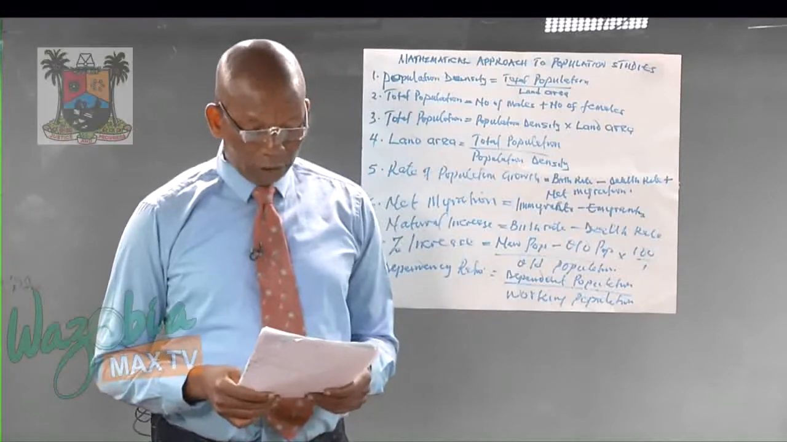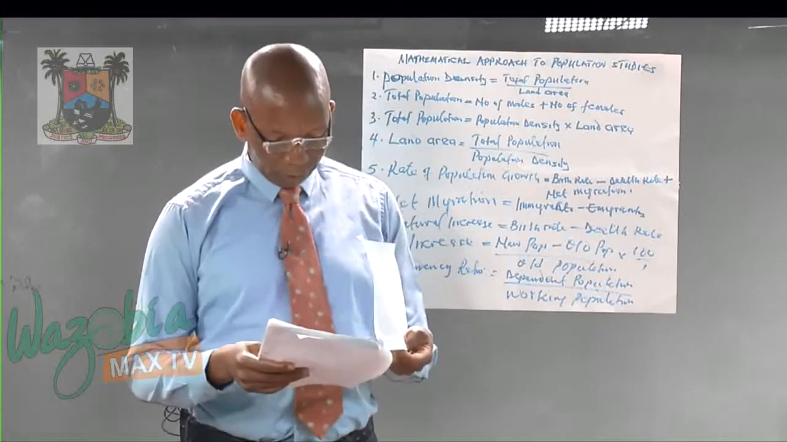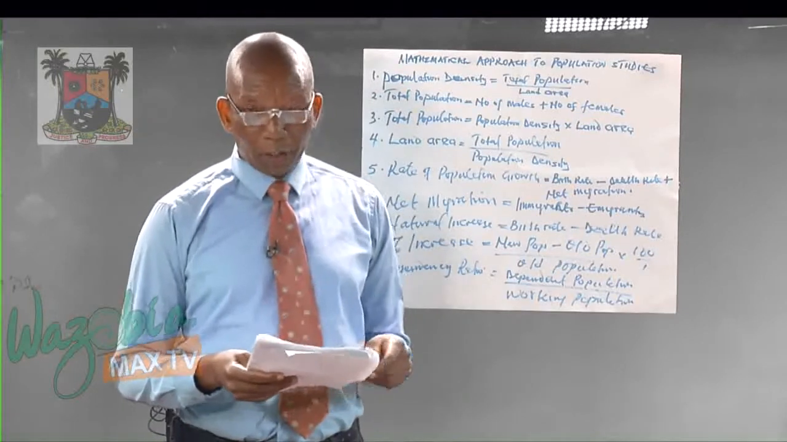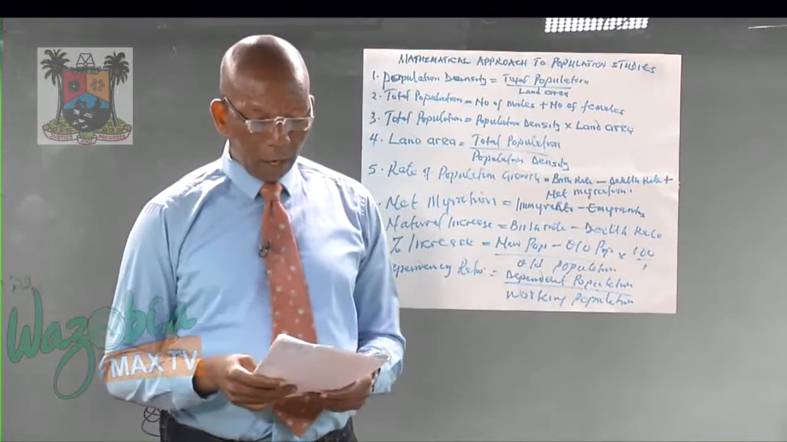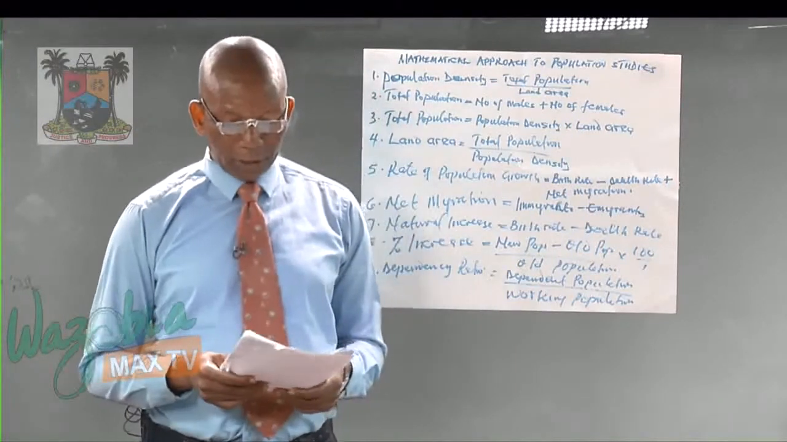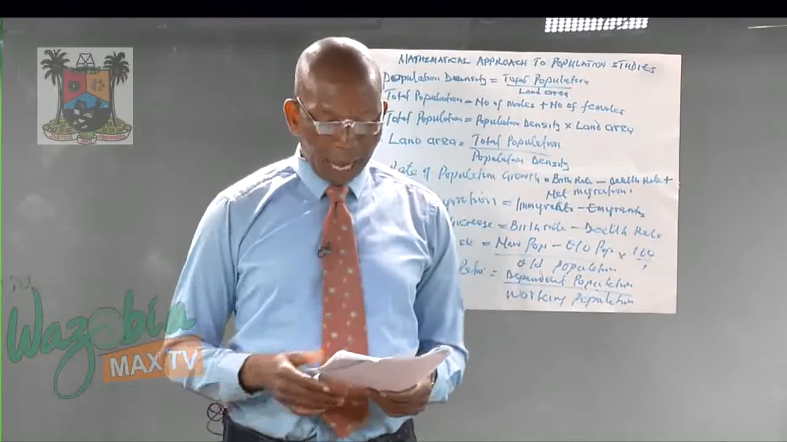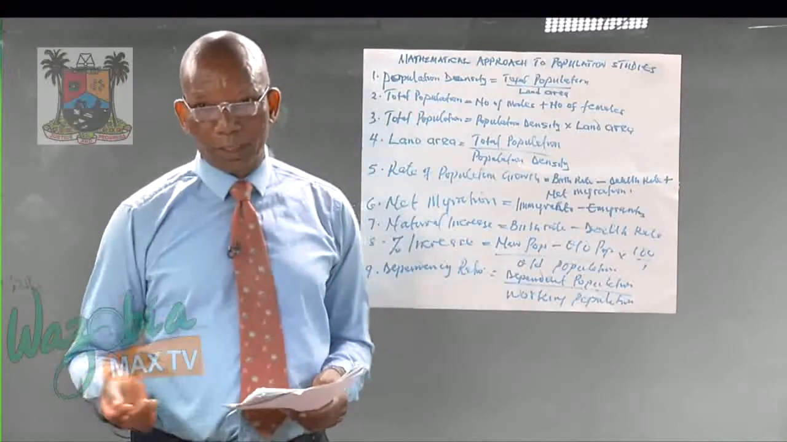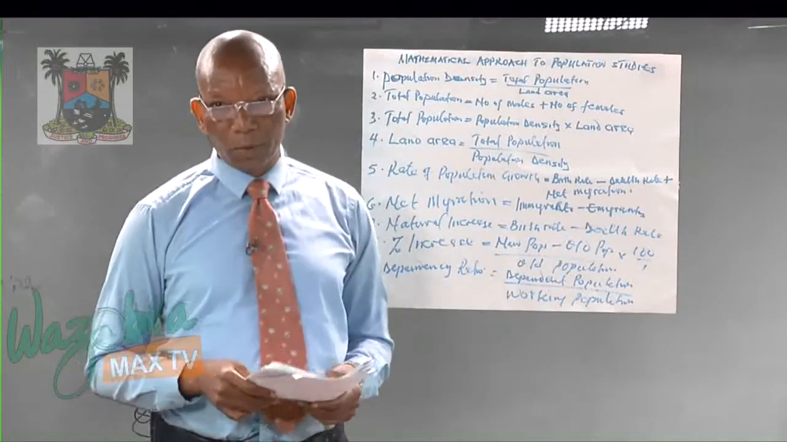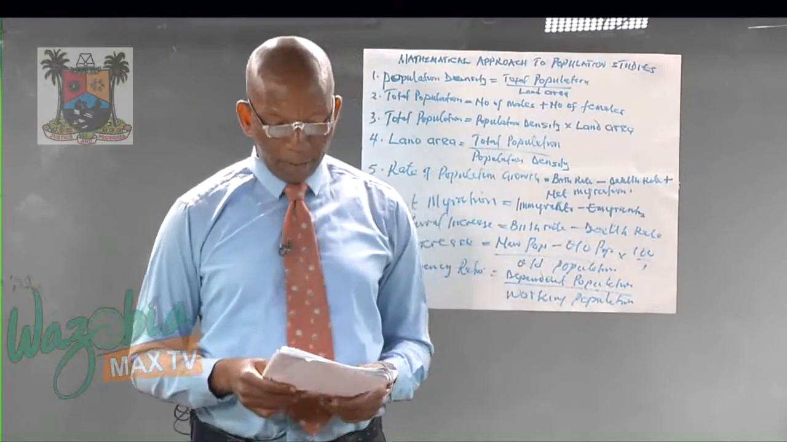Now, in the last lesson, we discussed the meaning of population as well as population census. We are going to continue from where we stopped. What are the problems of population census? The problems of population census are the following. High monetary cost, that is very, very expensive. Before government can embark on it, they are going to spend a lot of money.